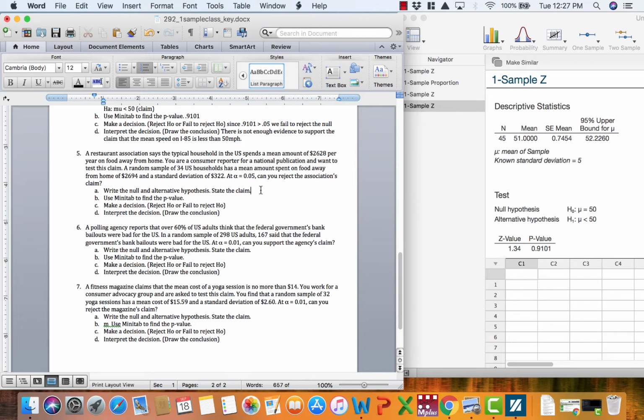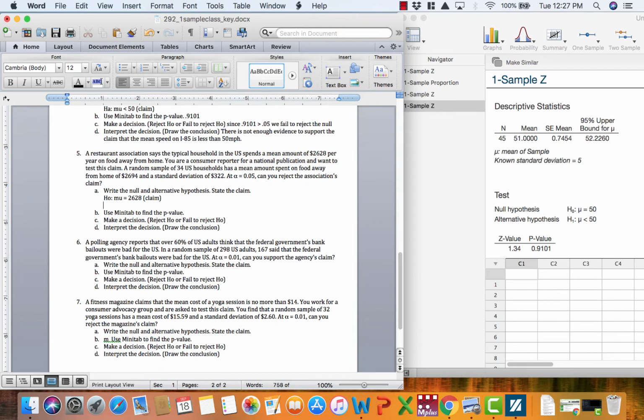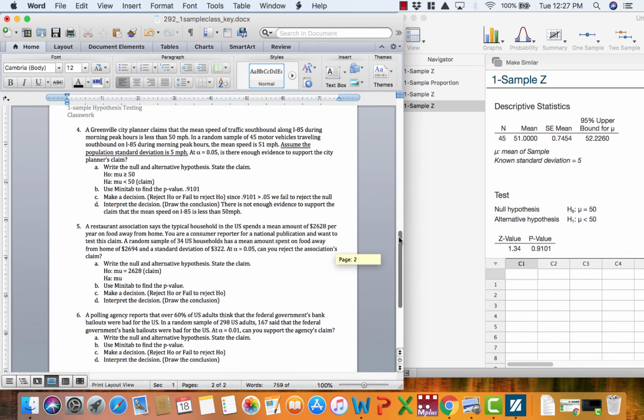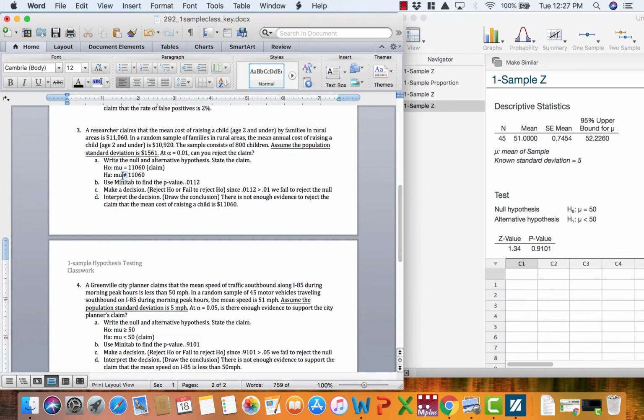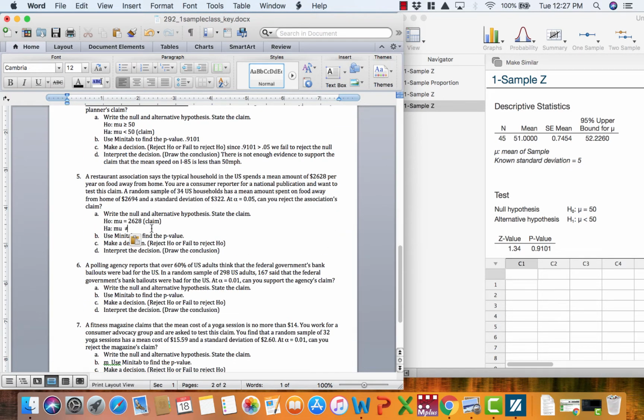All right, so let's get our null and alternative. We read here that the mean is 2628. So for our null, we're going to say mu equals 2628. And again, that's the claim because that's what we're reading. And our alternative is mu not equal to 2628. I'm going to go back up here and copy our not equal to sign.